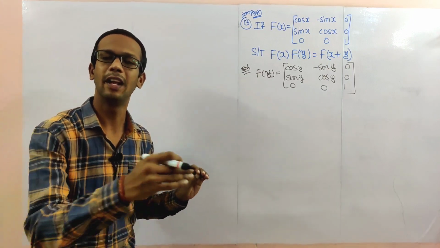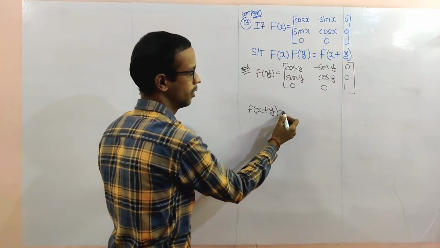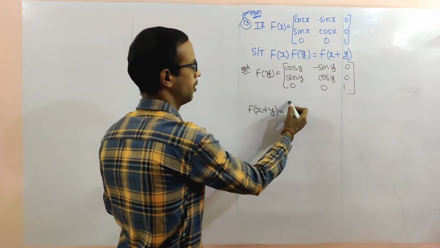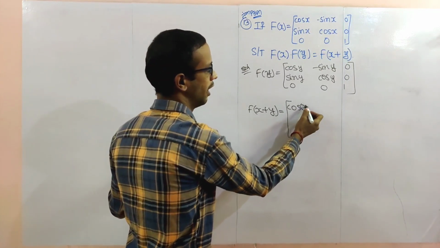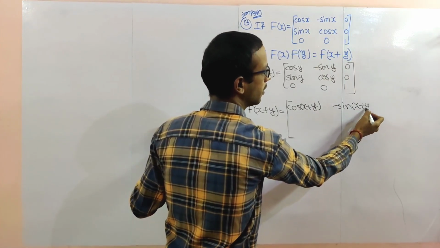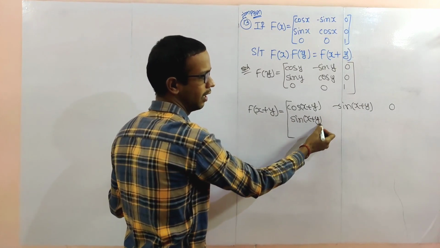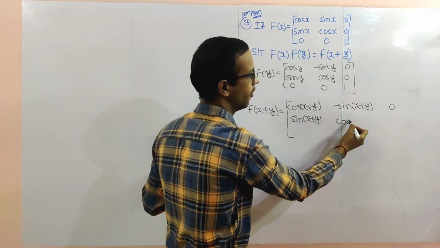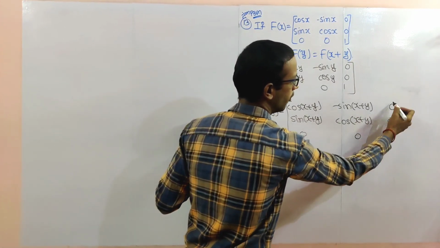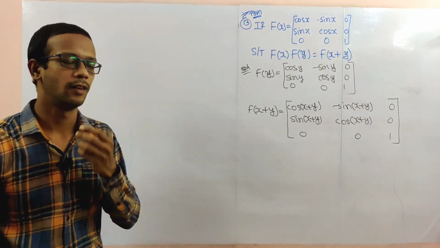So this is f of y. Similarly, what is there on the right side? f of x plus y is there. That also we substitute, x plus y. So cos of x plus y, minus sin of x plus y, 0; sin of x plus y, cos of x plus y, 0; 0, 0, 1. So this is f of x plus y.